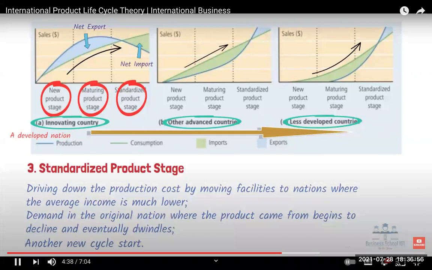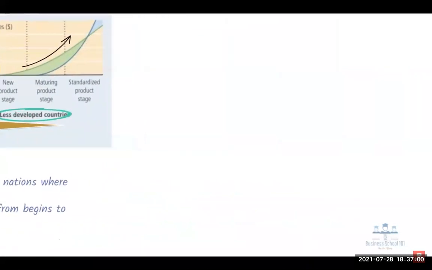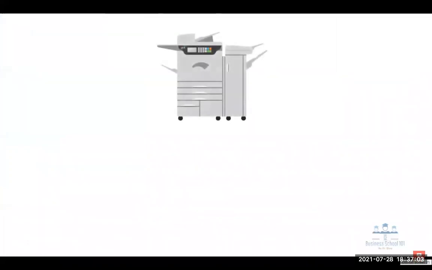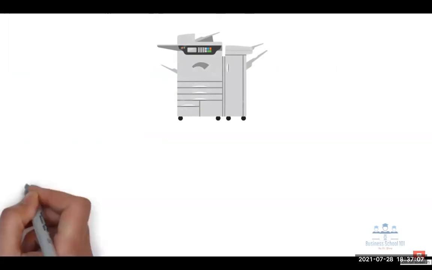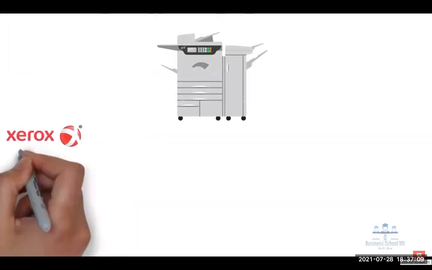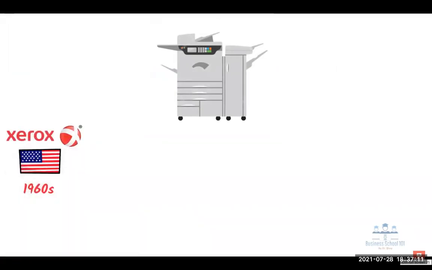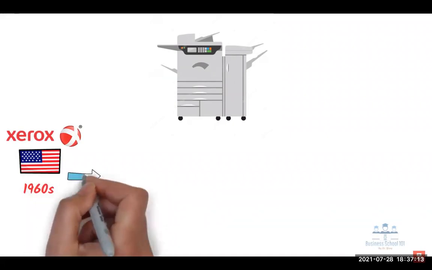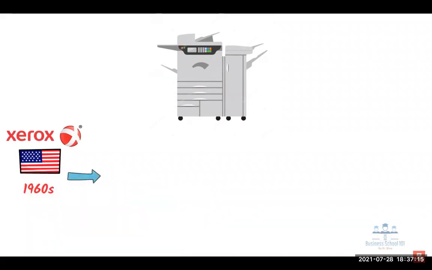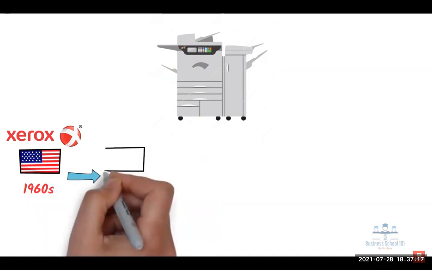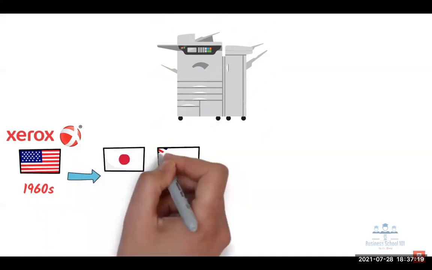Historically, the product lifecycle theory seems to be an accurate explanation of international trade patterns. Let's use a photocopier as an example. The photocopier was first developed in the early 1960s by Xerox in the United States and sold initially to American users. Originally, Xerox exported photocopiers from the United States primarily to Japan and the advanced countries of Western Europe.